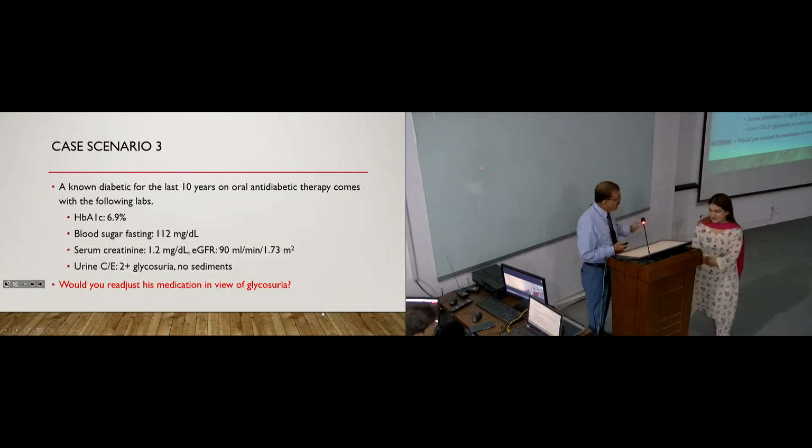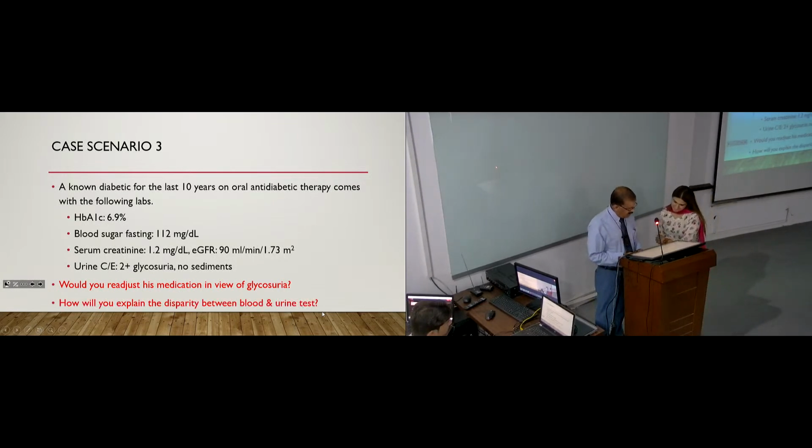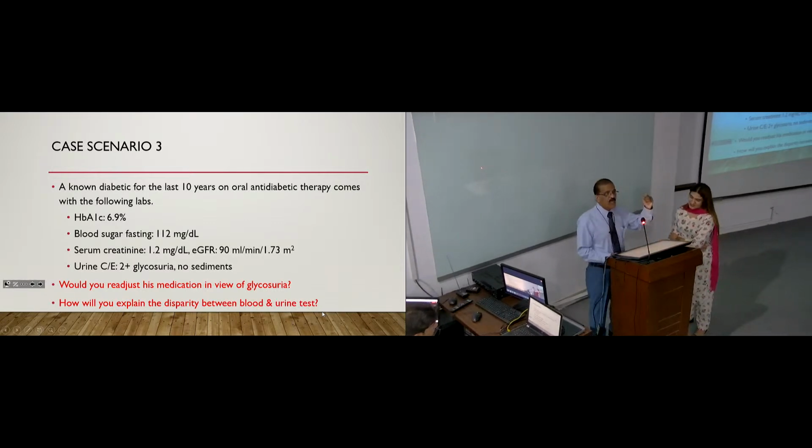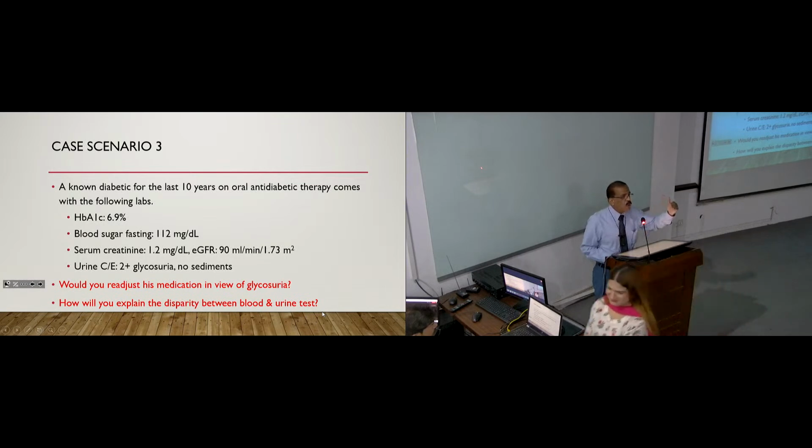Right. Okay. No, wait a minute, there is another question. How will you explain the disparity between blood and urine glucose? You will explain to the patient that this is the medicine. If you confront this situation, you will go through the prescription, and if you find SGLT2 inhibitors, dapagliflozin, empagliflozin, then you will explain this disparity to the patient.